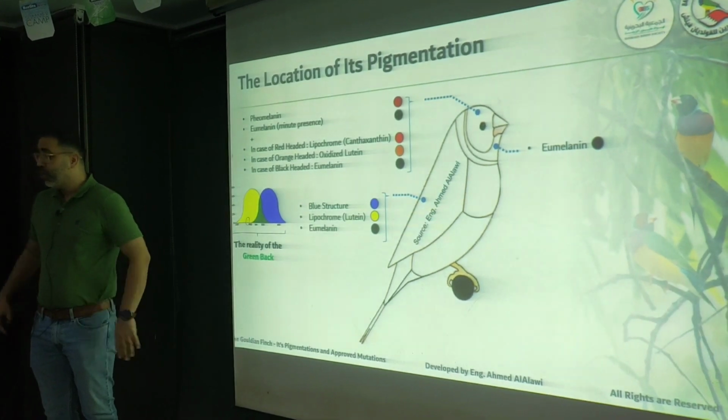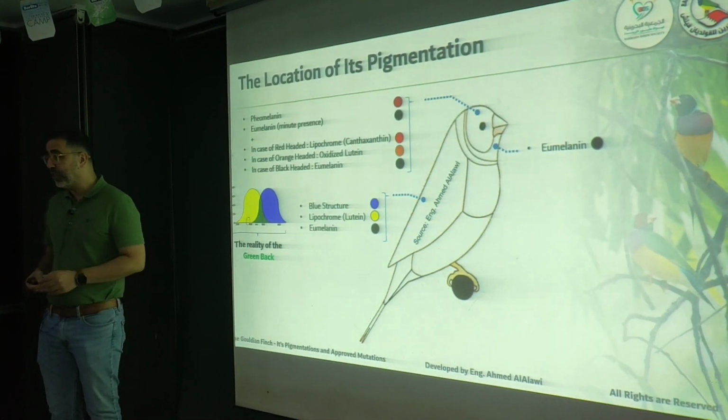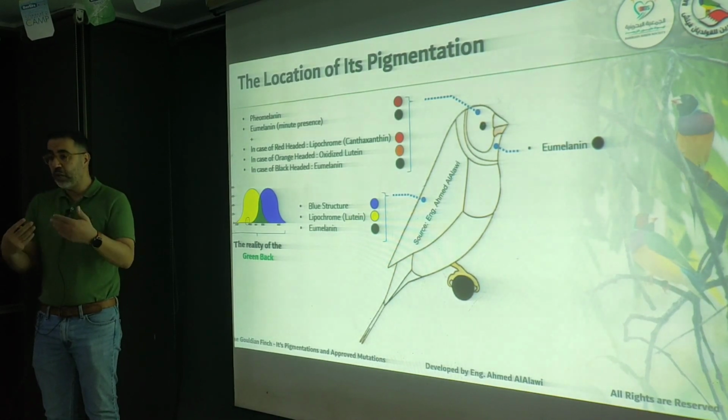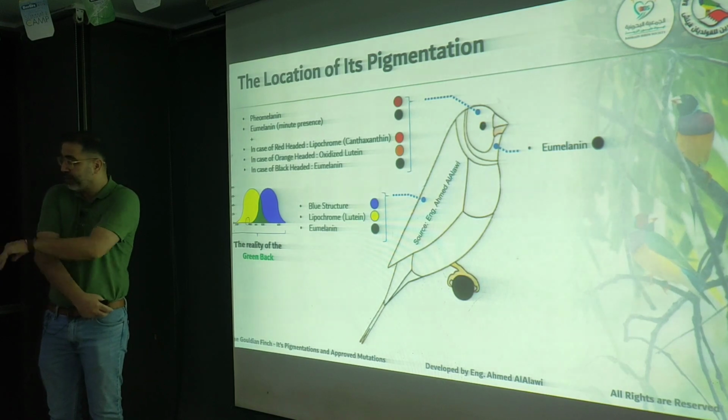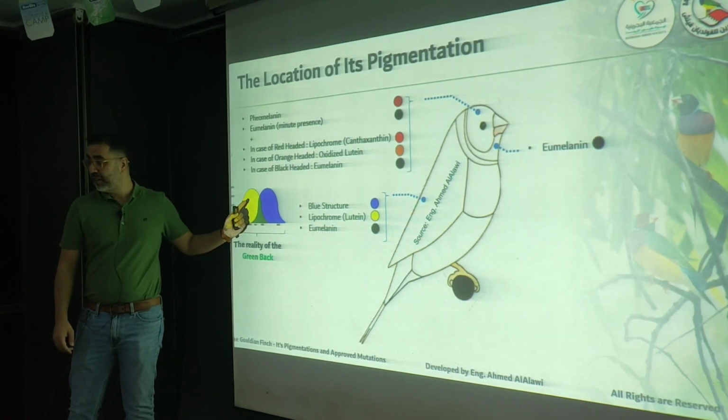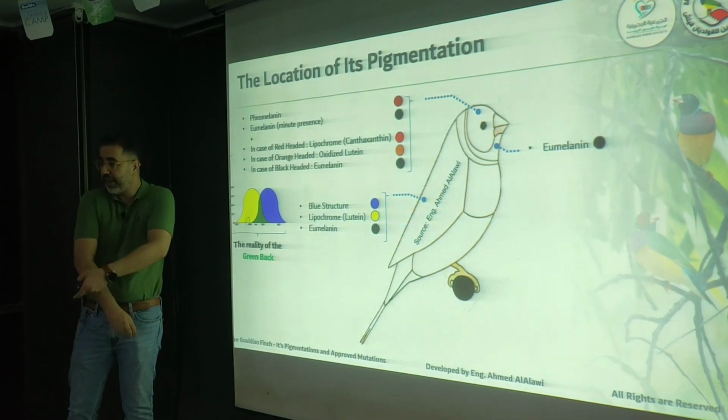Exactly. Why I started with this presentation is for you to know that a lot of the time you see a Gouldian finch with blue feathering. That's the blue dominating over the yellow. Instead of showing green, he has blue.